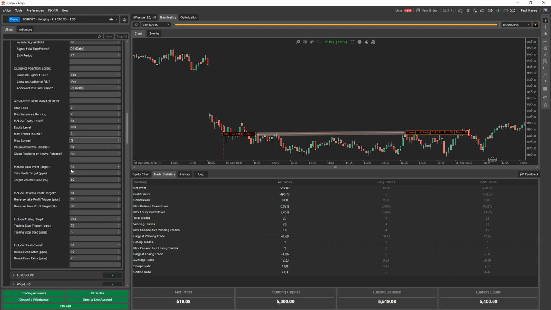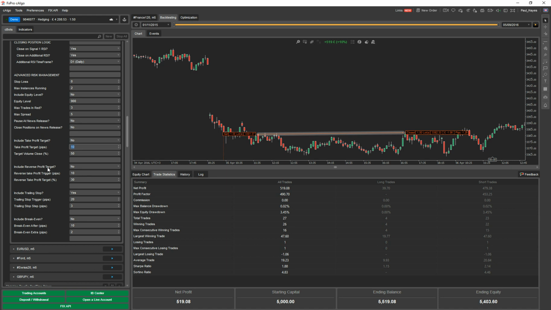Include take profit target. These are all your profit targets now. So you've got take profit target, and you've got a partial close. So after 10 pips, it closes 50% of your volume. Then it allows the other 50% to continue to run and to get maximum profits. Remember, partial take profits don't work on backtesting. Include reverse take profit target. If your position gets X amount of pips in profit and then retraces, it has to retrace a certain percentage before it closes all of the position. So this is quite useful.